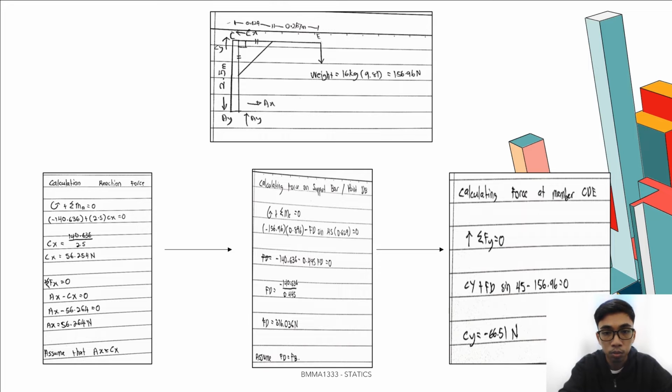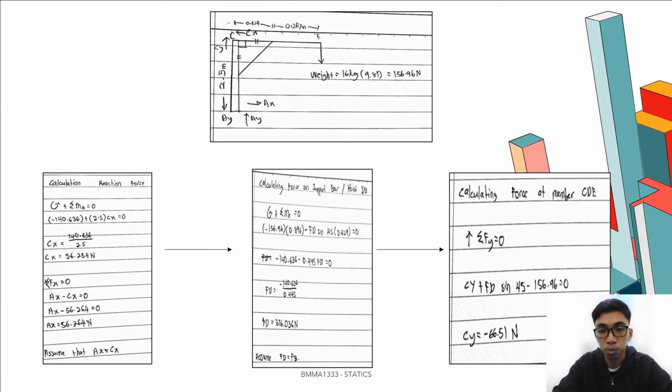Next, we continue to find the support bar. To find the value of the support bar, we use the same formula, so that we can get the Fd equal to negative 316.036 Newton. Now we have two data, Fd equal to Fb.